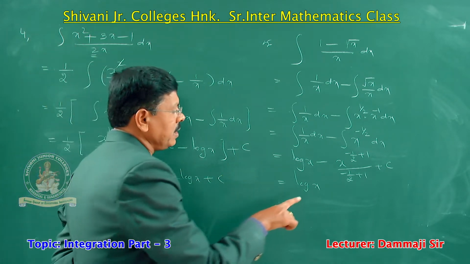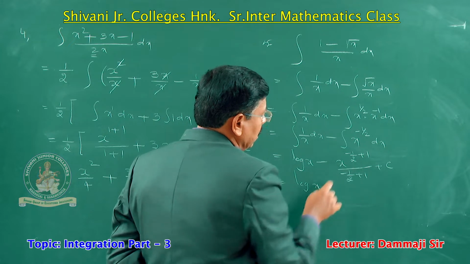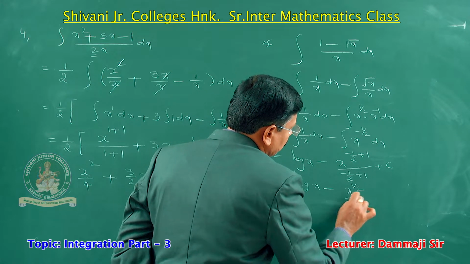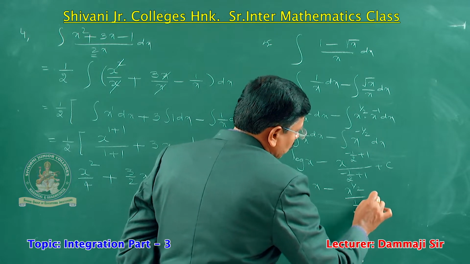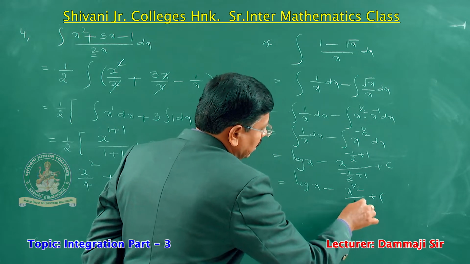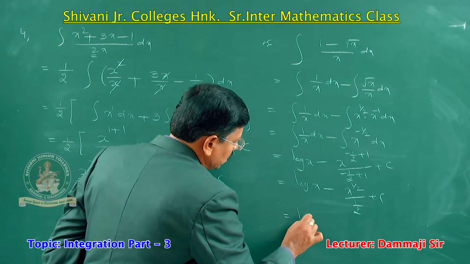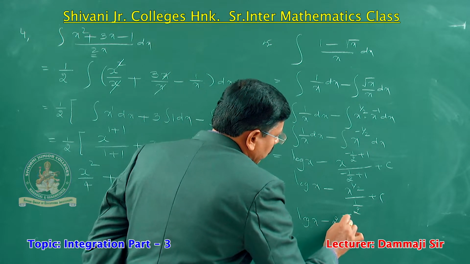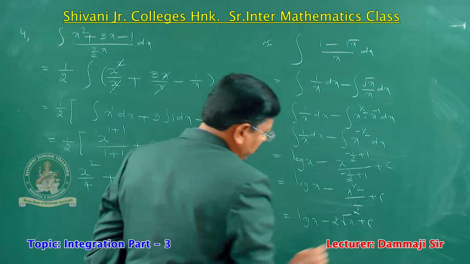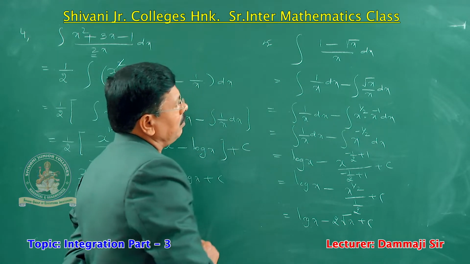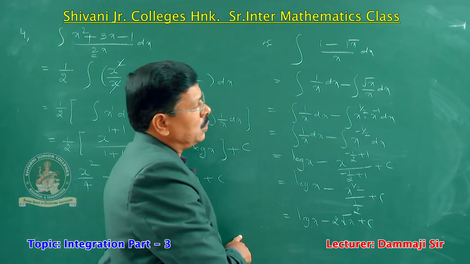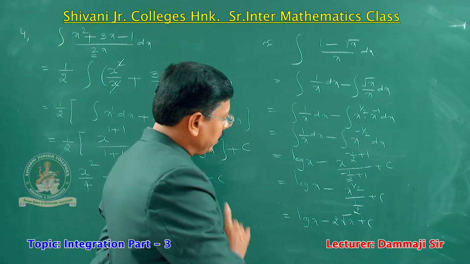By simplification, the total result is nothing but x power 1 by 2 by 1 by 2 plus c. The result is a fraction, so log x minus 2 root x plus c. Okay. But always remember, root x by x is nothing but 1 by square root of x.